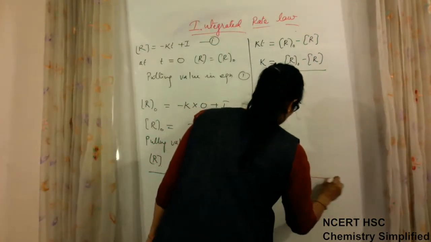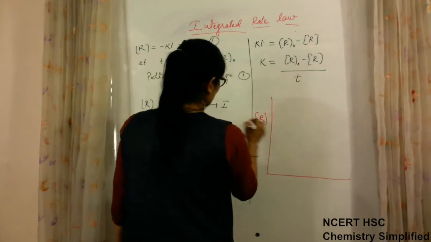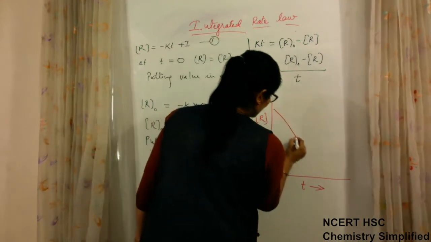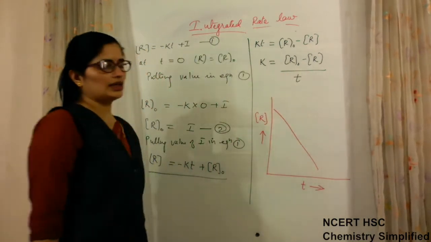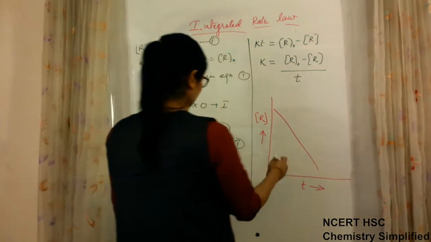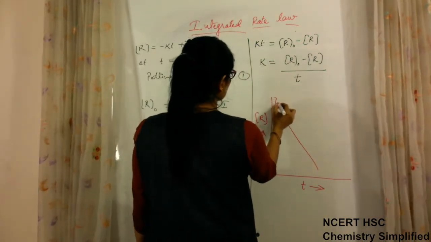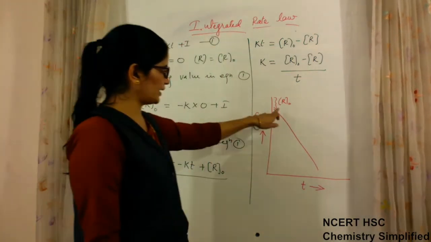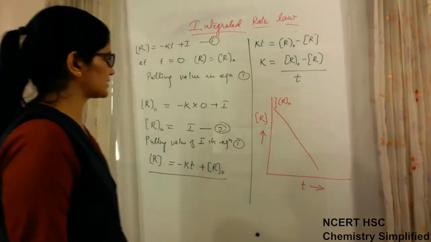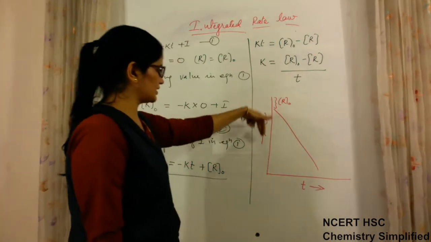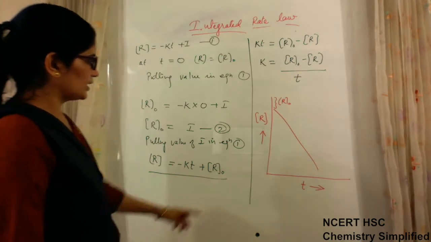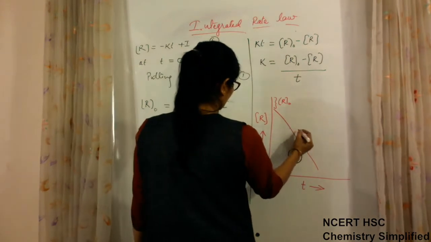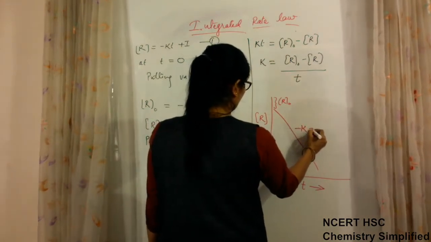Now if we plot a graph between concentration R and time T, then a graph like this is obtained where the intercept gives the value of R0. Intercept means where the line cuts the axis. So R0 value is given by the intercept of the graph, and the slope of this line gives the value of minus k.